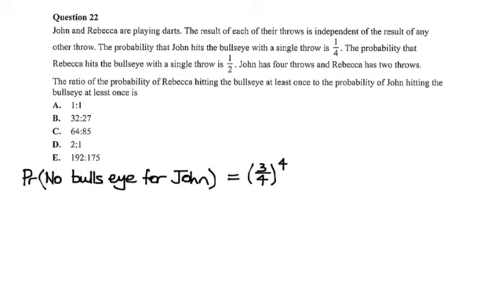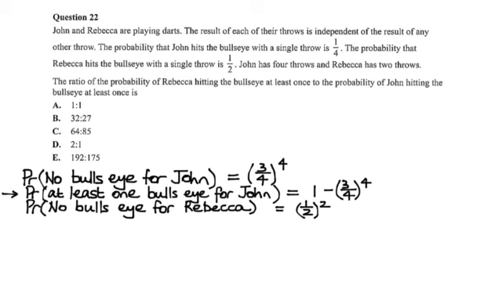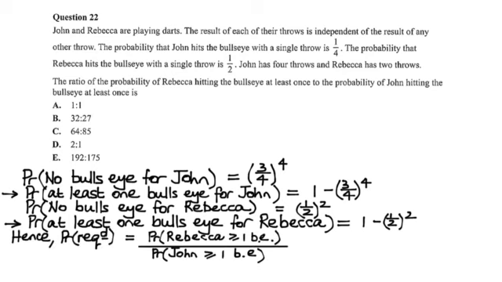The probability of no bullseye for John would be (3/4)^4. Okay? That's no bullseye, and therefore the probability of at least one bullseye for John would be that. Now the probability of no bullseye for Rebecca, similarly, she only has 2 throws, so it would be (1/2)^2. Therefore the probability of at least one bullseye for Rebecca would be that. Alright?